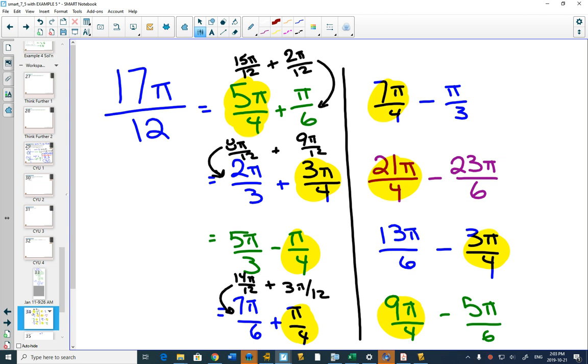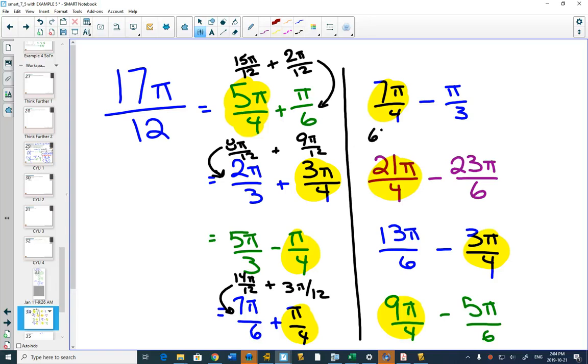14 pi over 12. That reduces nicely to 7 pi over 6. Then we're good to go. Some people like to pick a pi over 4 that's close to the number they want to get. So we wanted to get 17, so they're like, ooh, I want to choose 5 pi over 4 because it's close. Okay? What did I do in the purple one? I picked a big pi over 4 family member.